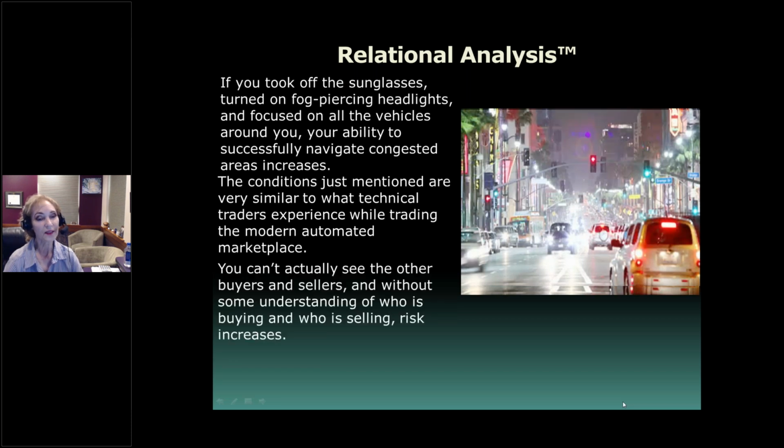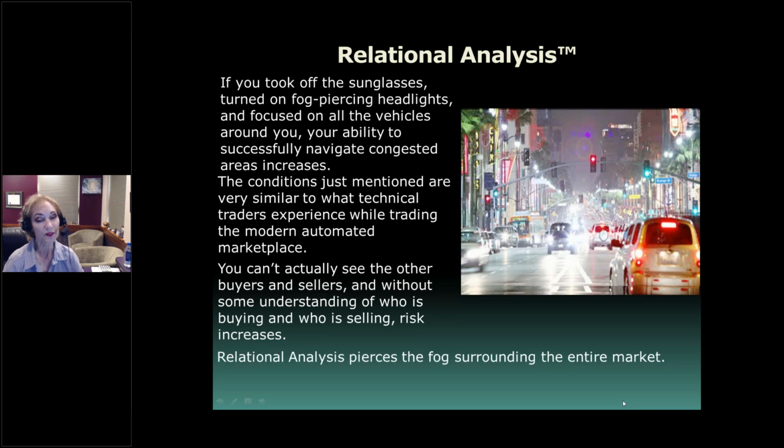You can't actually see the other buyers and sellers, and without some understanding of who is buying and who is selling, risk increases. Now, why can't you see all the buyers and sellers? Seems to me that if you got different levels of screens, you'd be able to see all the buyers and sellers. Well, 40% of all the activity does not occur on ECNs or the exchanges. It occurs in dark pools, which I'll cover later. And those are hidden orders. They're often delayed, so you can't see the largest lot transactions that are occurring during the market open and during the day.